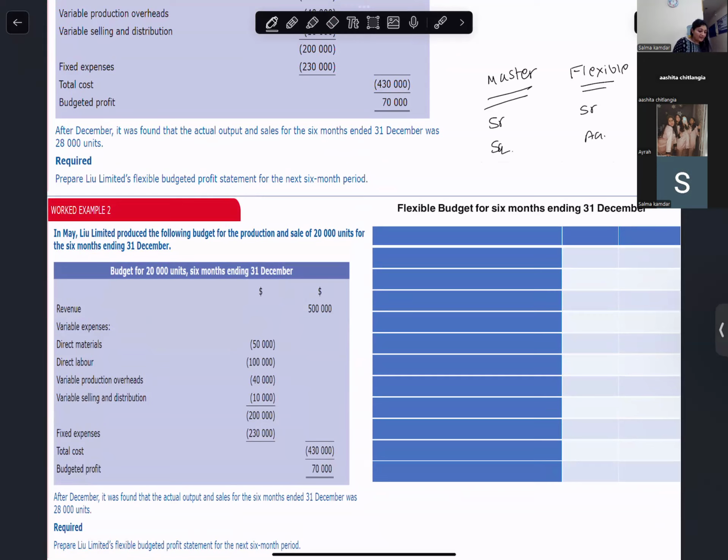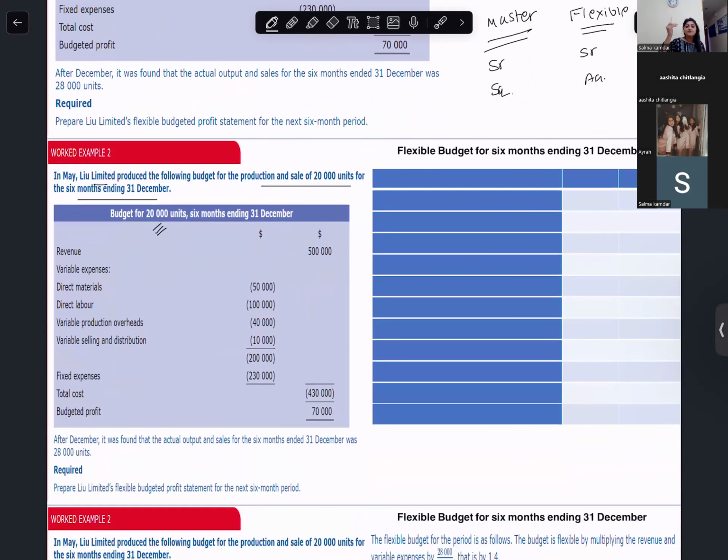So over here, in this example, they have told you that Louis Limited had production and sales for 20,000 units for its 6 months ending 31st December. This is a budget for 20,000 units. Budget is what? Revenue minus all your expenses. That gives you your budgeted profit. Budgeted profit is your expected profit. Are you with me?